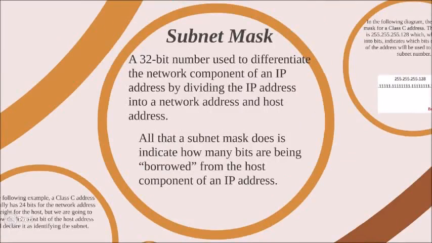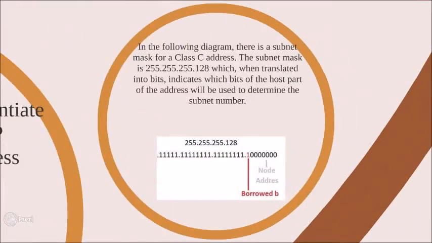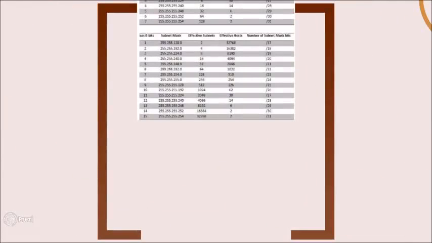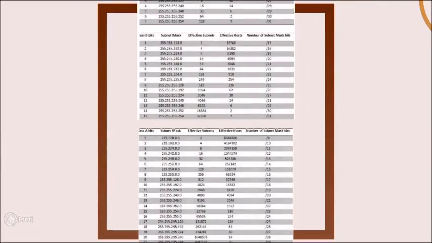All the subnet mask does is indicate how many bits are being borrowed from the host component of an IP address. In the following diagram, there is a subnet mask for a class C address. The subnet mask, when translated into bits, indicates which bits of the host part of the address will be used to determine the subnet number. Of course, more bits borrowed means fewer individually addressable hosts that can be on the network.